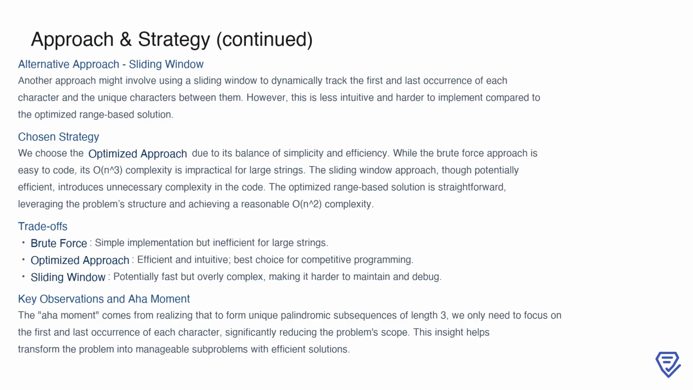down the problem's scope. The key insight, or the aha moment, is realizing that we don't need to examine every triplet. Instead, by focusing on the first and last occurrence of each character and analyzing what's in between, we transform the problem into smaller, more manageable subproblems. This realization allows us to achieve an efficient and elegant solution with a reasonable O(n squared) complexity.